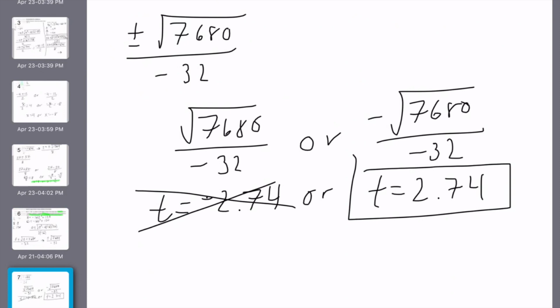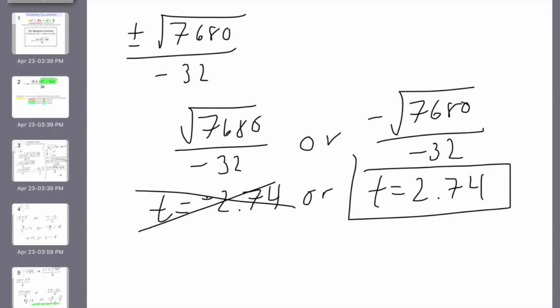So those are all of my problems that I have for you, and I'll scroll back up to the quadratic formula.